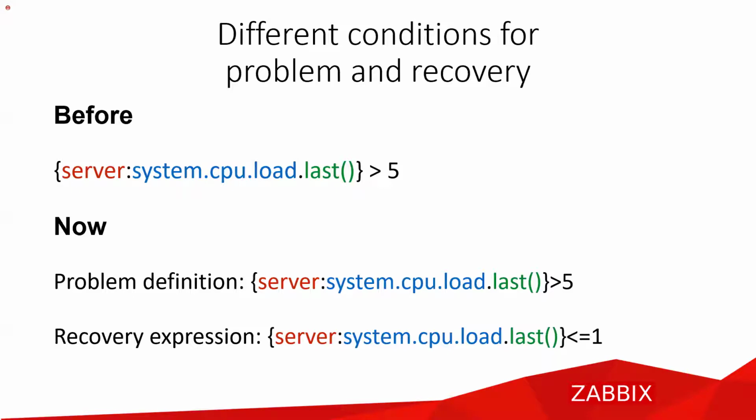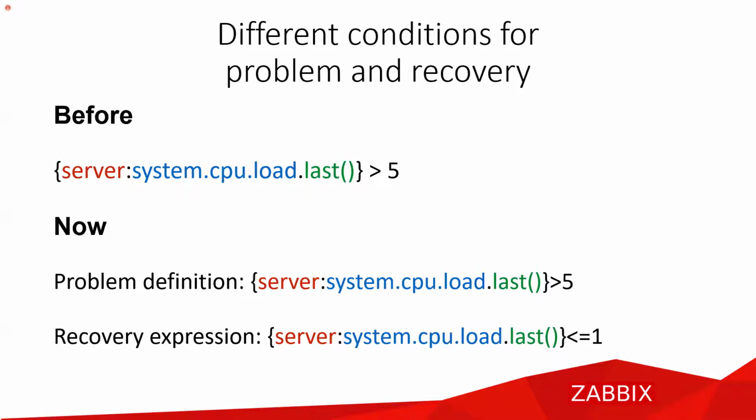But there are again different conditions for problems and recovery. Before, we actually used only the trigger expression itself, and by default the trigger expression is also the recovery expression if we don't define a specific recovery expression. What does that mean? That means system CPU load above 5, as we already saw, leads to a problem, and when it goes down below 5, like let's say 4.99, the trigger stops firing. With a recovery expression, Zabbix needs to check if the recovery expression is actually met, and only then will the problem be resolved.